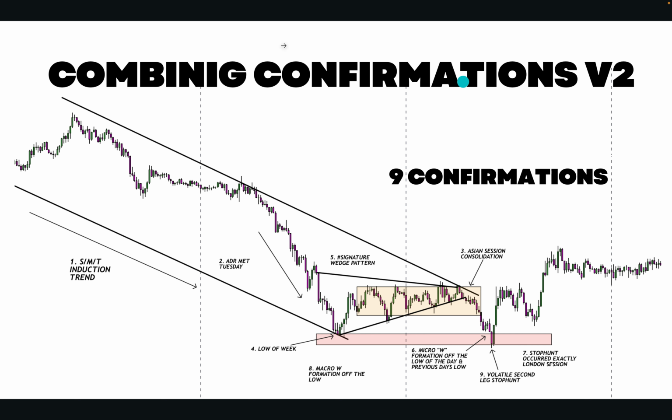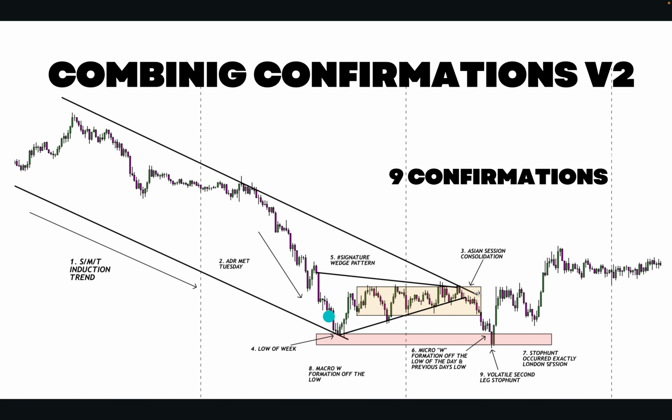Here's another example. And I actually put a lot of the different confirmations in this example. So we have a very obvious downtrend right here. Sunday, Monday, Tuesday, induction trend, very obvious. Come Tuesday, ADR was met on this specific example. The ADR, the average daily range, was met or exceeded. And then we had the low of the week created here. We have a macro W formation off the low. So we have a macro W formation right here.